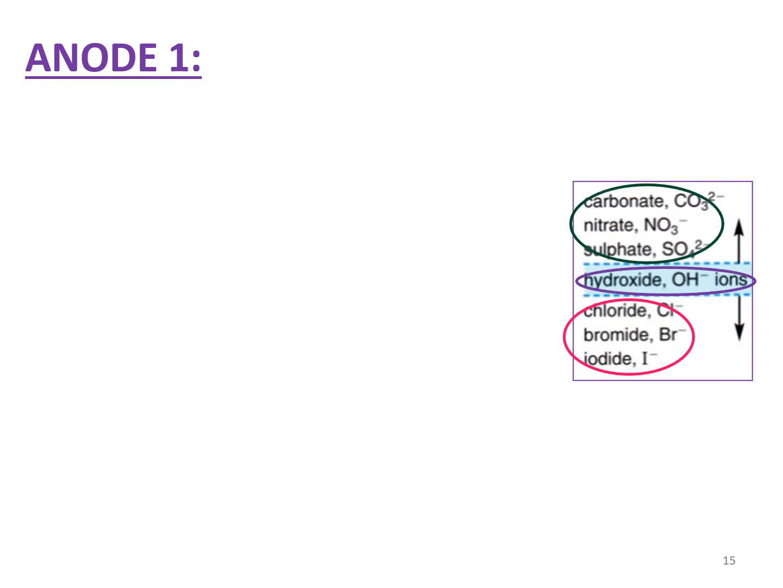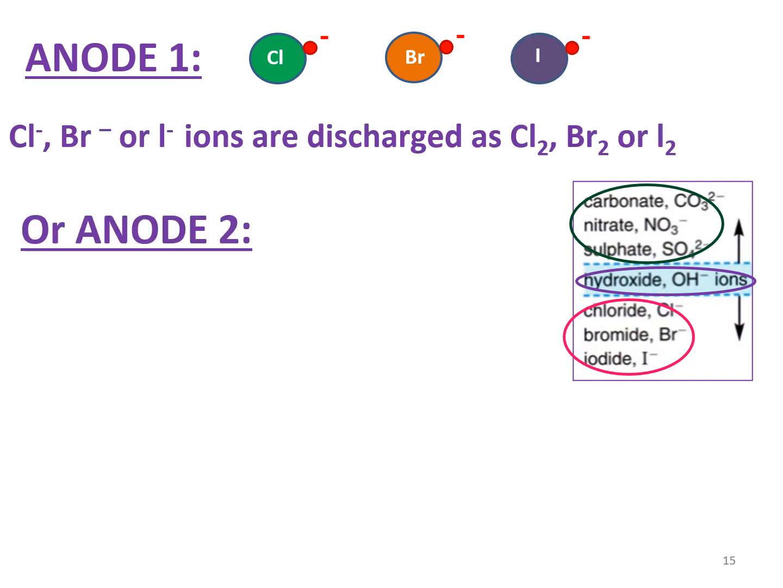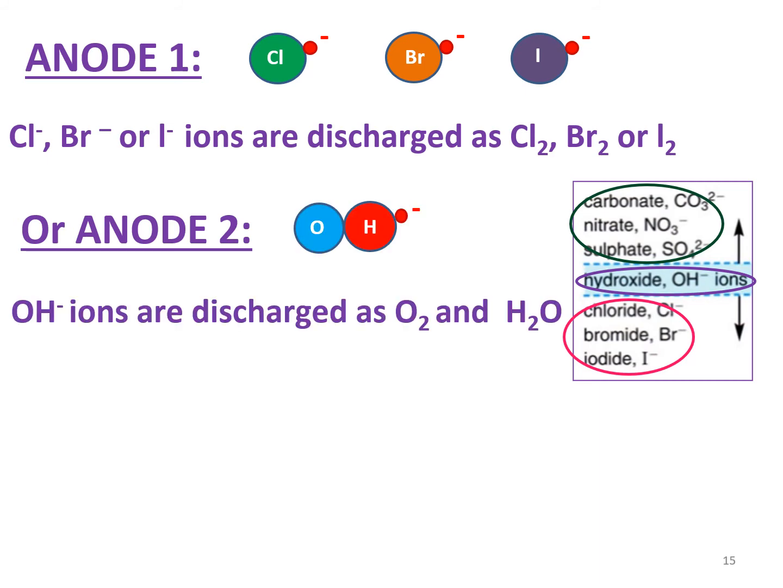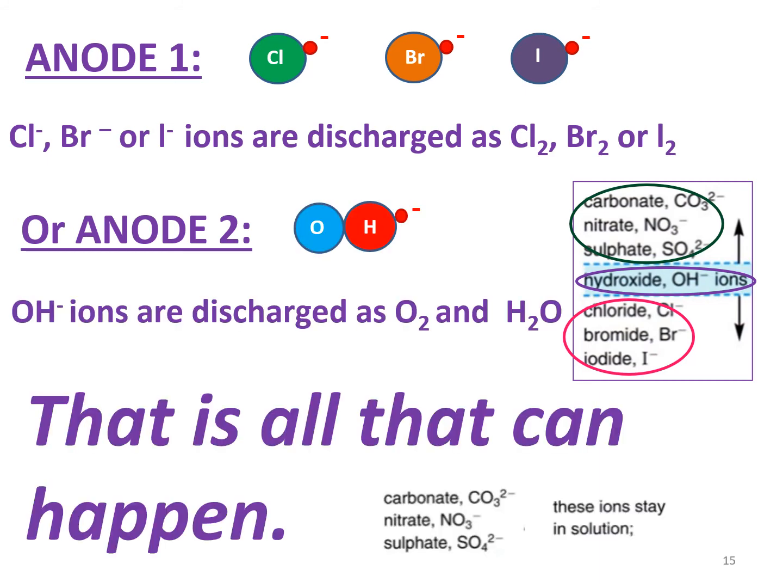So these are our key facts we need to remember. If we're thinking about the anode, we'll see our halides, chloride, bromide, iodide being produced. But if we have carbonate, nitrate or sulfate in our solution, then we won't. We'll see water, we'll see oxygen coming from the hydroxide from the water. We don't ever see carbonate, nitrate or sulfate being produced. They stay in the solution.